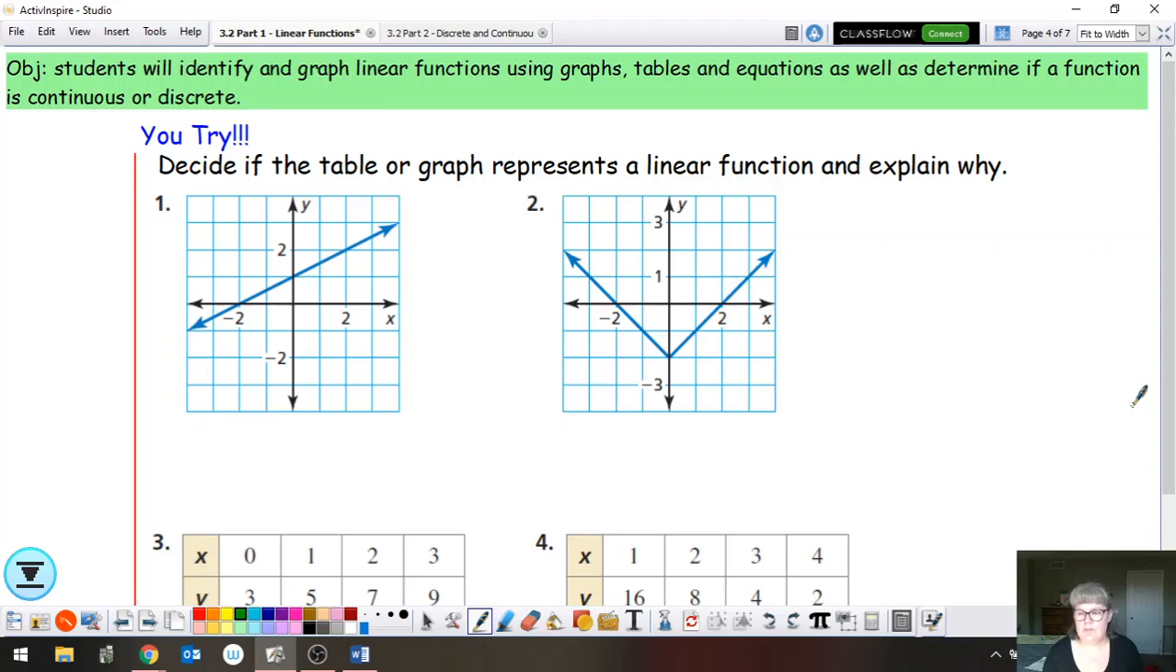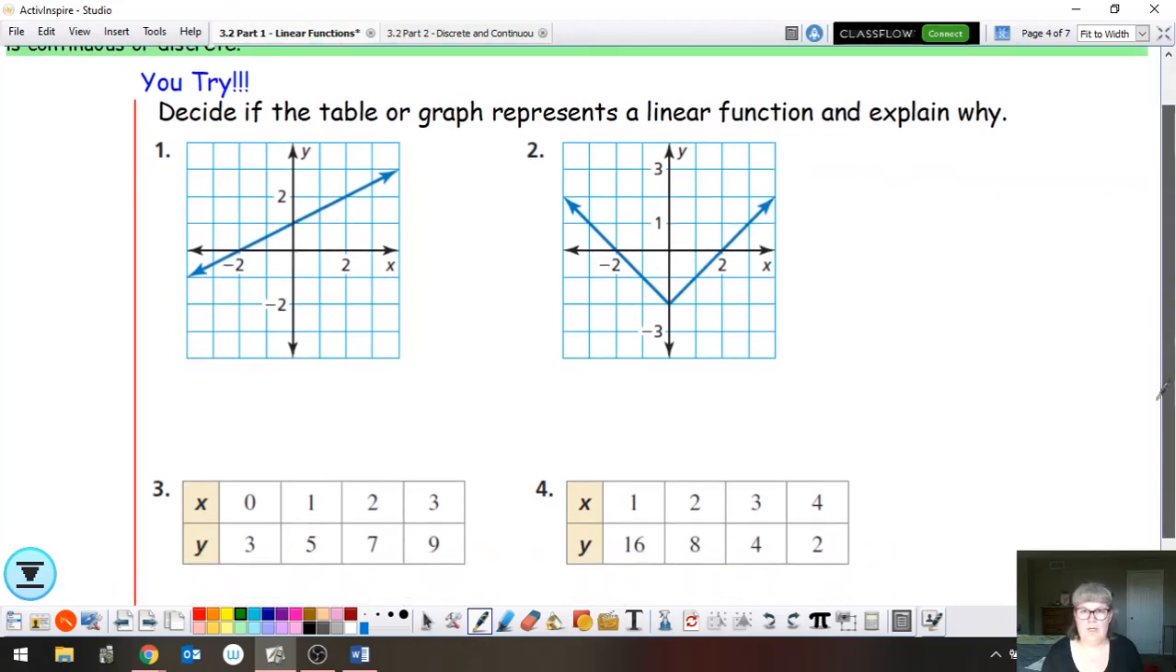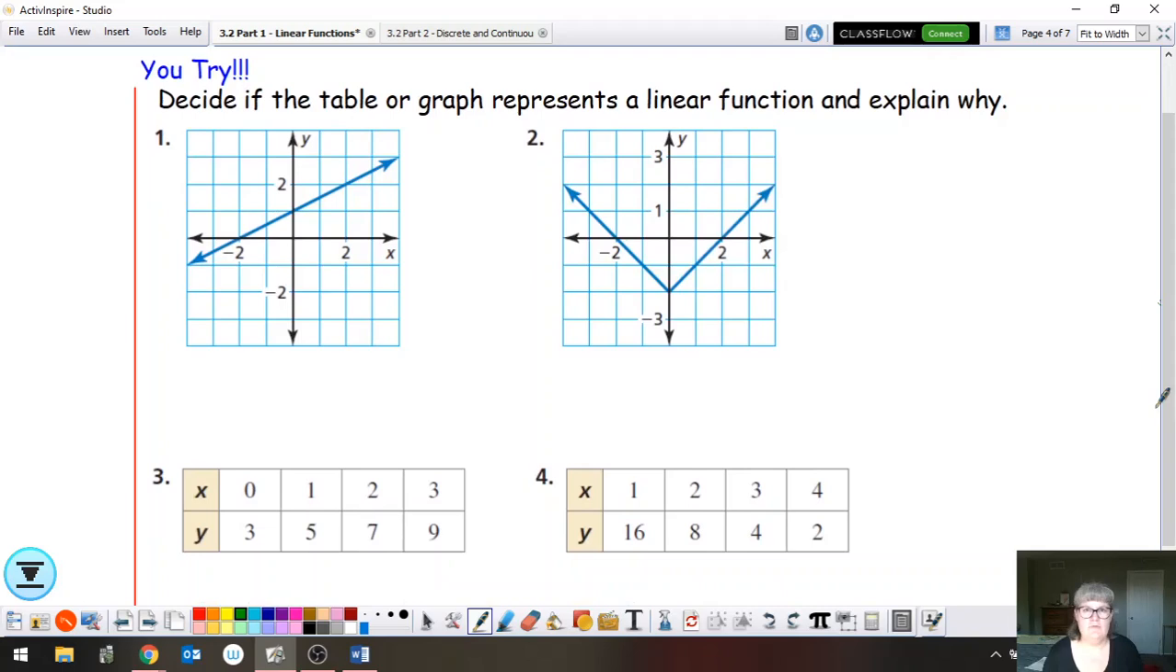So here's your turn to look at a couple of graphs, look at a couple of tables, and determine, do they represent linear functions, and why. So it's your turn to pause the video and think about, does the table or graph represent a linear function, and explain why.